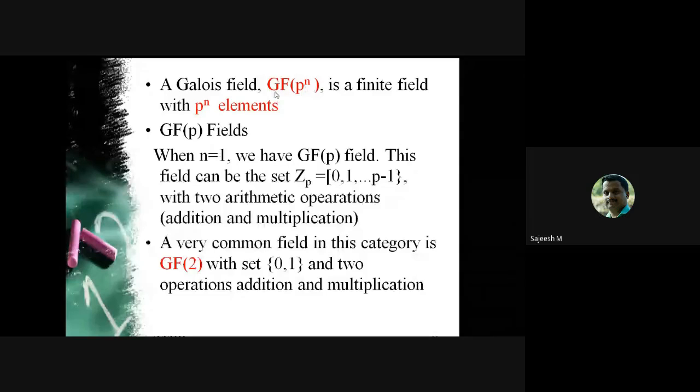For example, GF(3^2). 3 is a prime number, and 2 in 3 raised to 2 is a positive integer. Similarly, GF(5^3): 5 is a prime number and n is 3, therefore it is a positive integer, so it will be a finite field. It is termed a Galois field, and it contains p^n elements. If it is 2^3, 8 elements will be there in that Galois field.